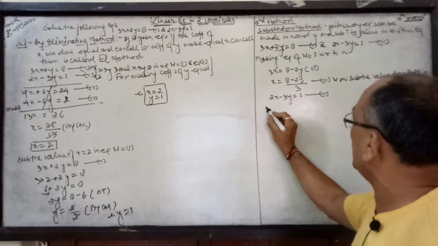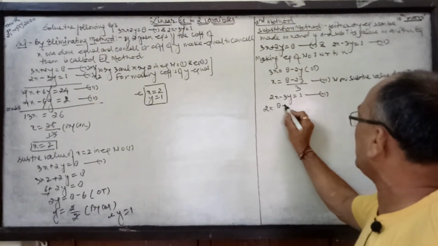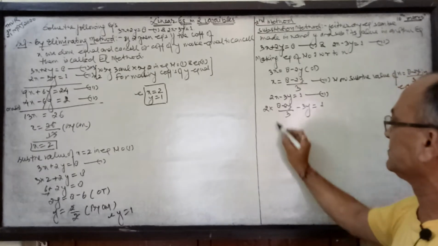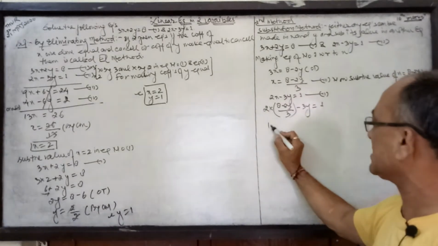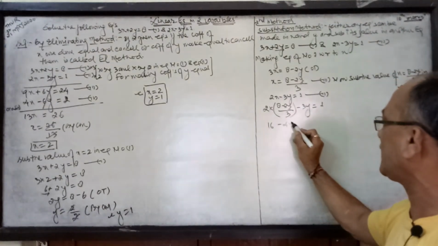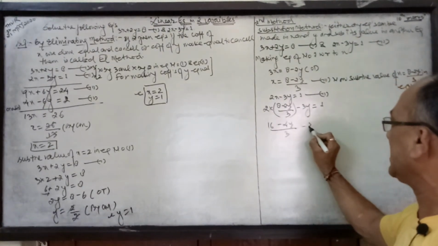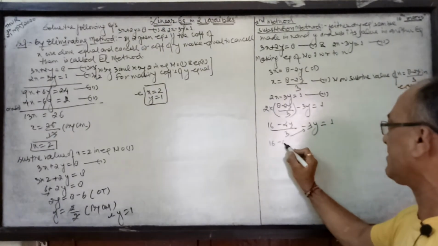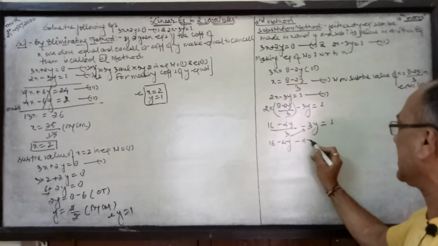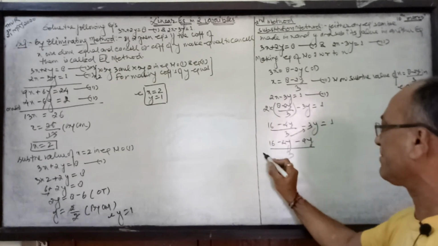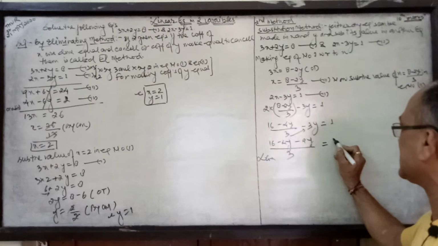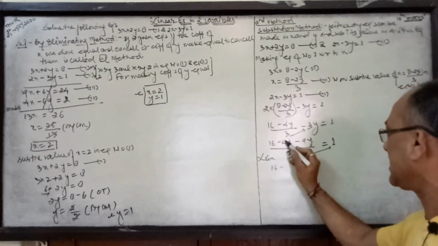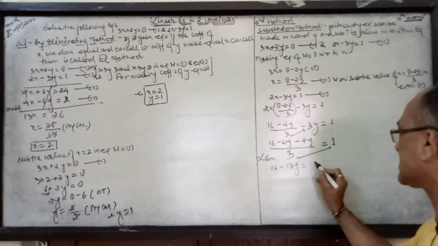So now 2 into x is equal to 8 minus 2y by 3, minus 3y is equal to 1. 2 8s are 16, minus 2 into 4y by 3 minus 3y is equal to 1. After taking the LCM, 16 minus 4y minus 9y over the complete 3, which is known as LCM, now it's 1. It's going by cross multiplication. So now 16 minus 13y is equal to 3.